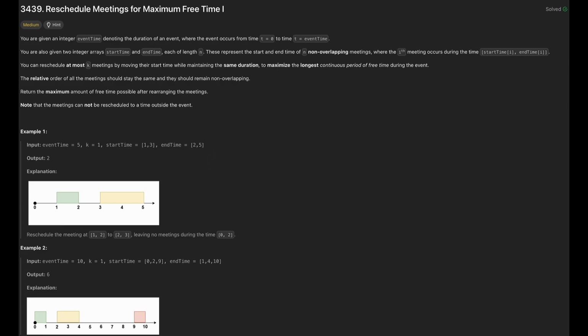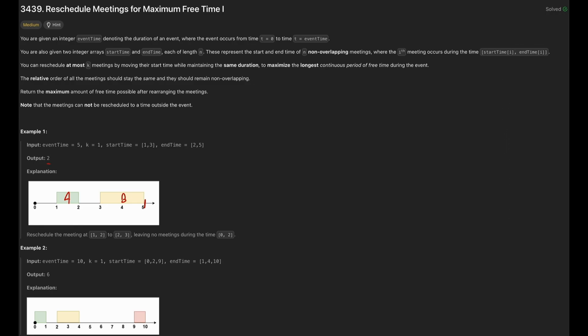Example 1, so we see event time 5. That means it's going to be from 0 to 5, and we can see that represented here on this graph, or line chart, I guess. K is equal to 1, which means we're able to move one meeting, and start time and end time both have a length of 2, which means we have 2 meetings, which we're also seeing here on this graph. The output is 2.